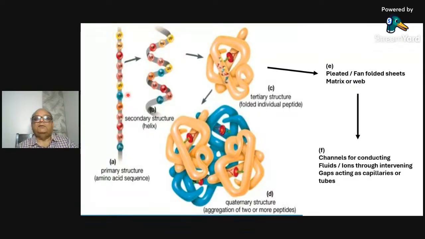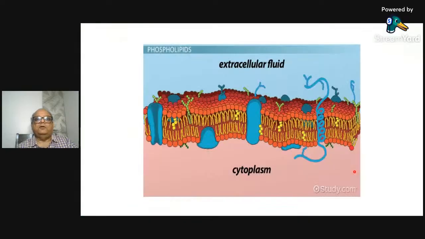Right now, it is also very much possible that these spring-like macromolecules could align parallelly, and they could have some cross linkages, and they could form pleated fan-folded sheets, or they can form a matrix or something like a fabric, something like a web. And the interspaces available could serve as capillaries. They could conduct some fluids or ions through intervening gaps. So that is also a functionality which could be expected of these kinds of protein molecules.